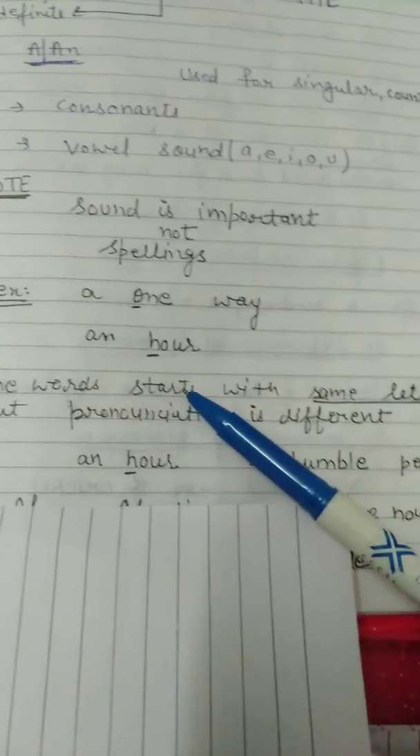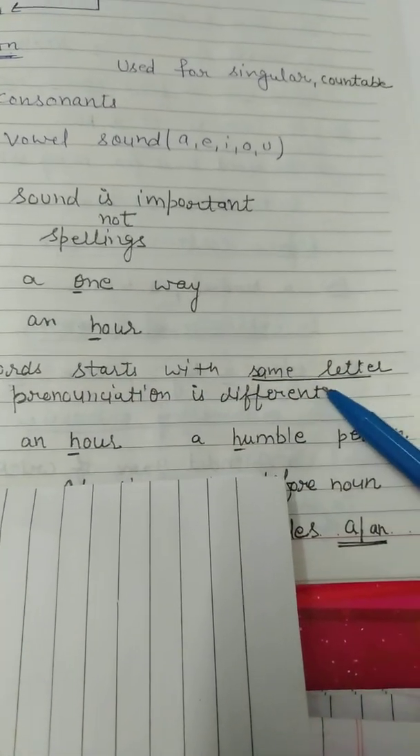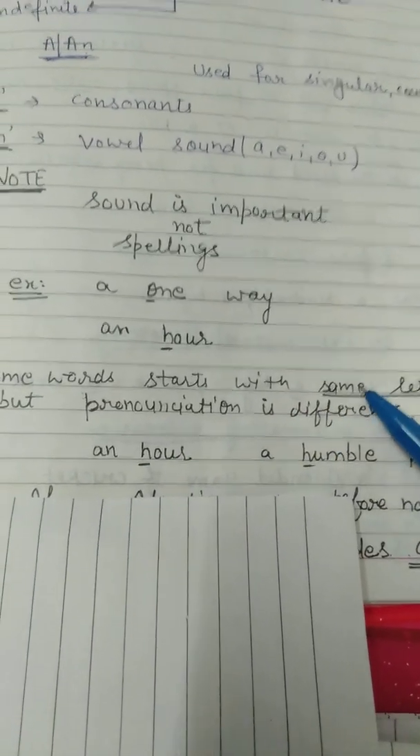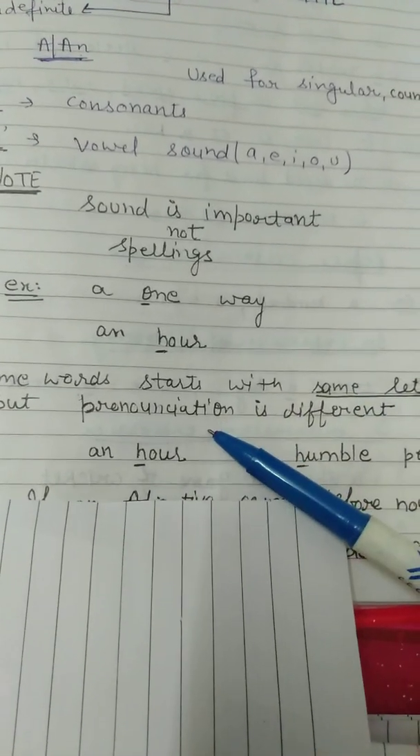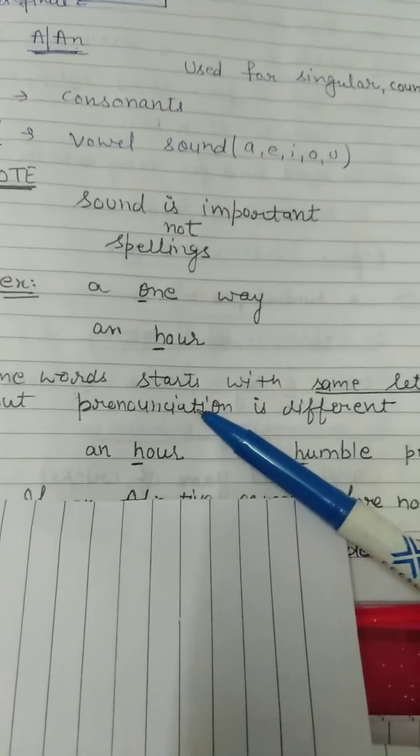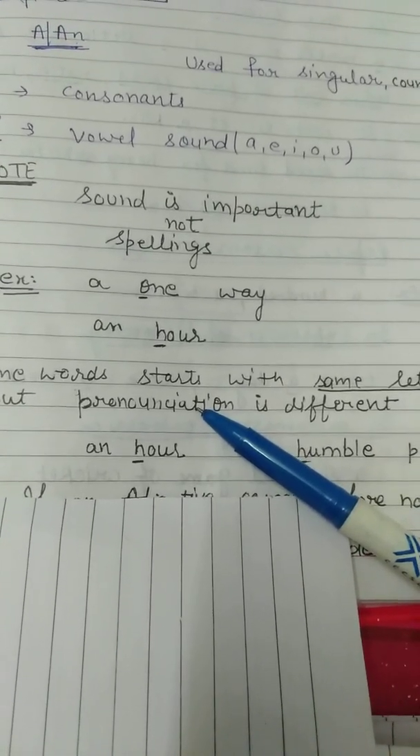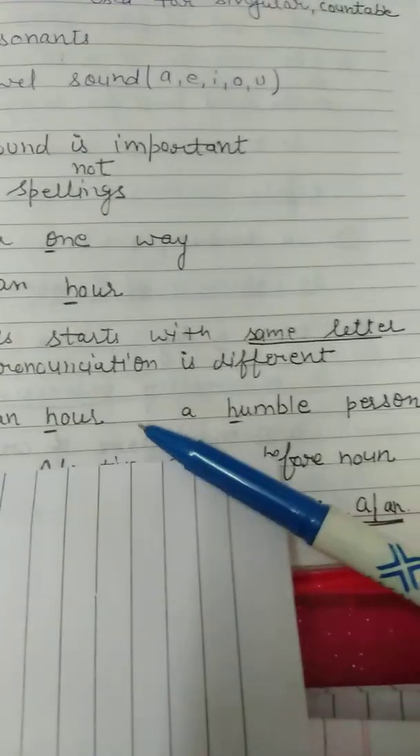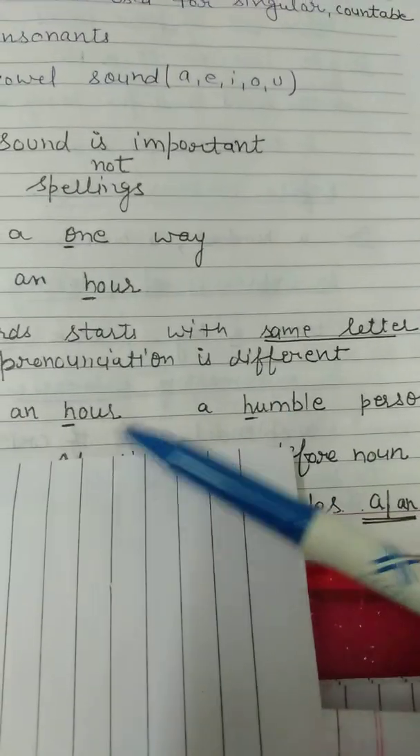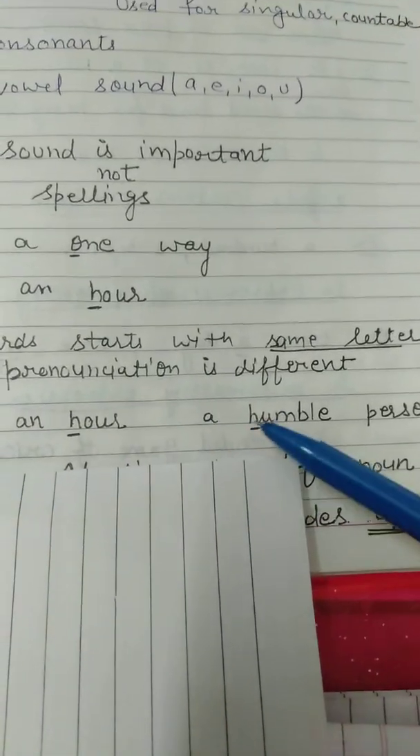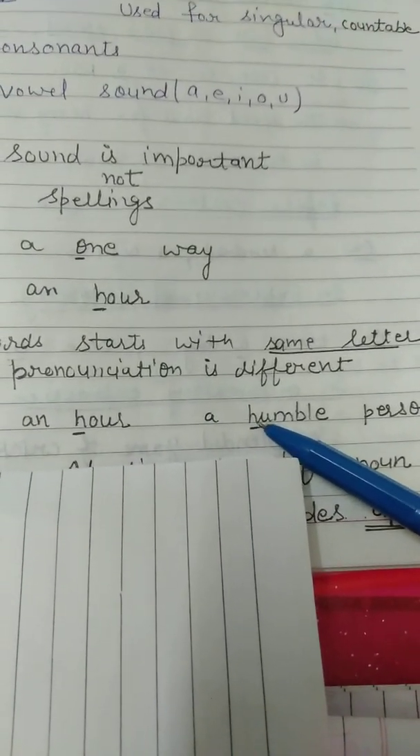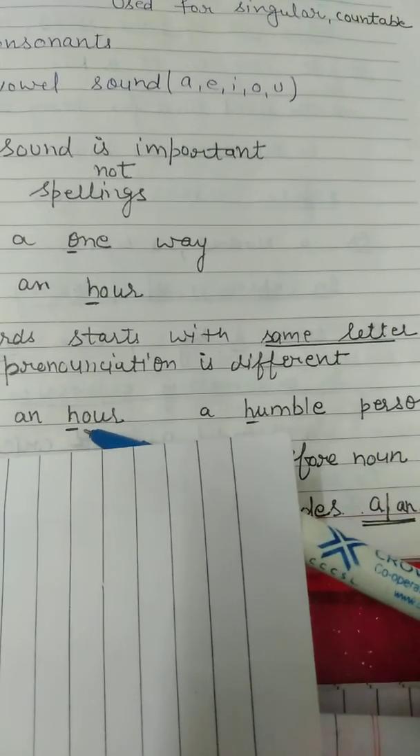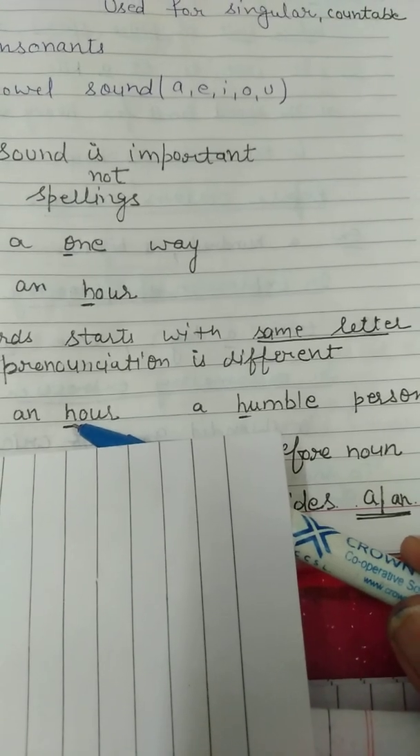Next, some words start with the same letter, but the pronunciation is different. Letters are the same, but the pronunciation is different. So here we have to focus on the sound only, the pronunciation only. See the example: an hour, a humble person. What is the difference? Here also h, here also h. So why are we using an here and a here? The difference is the sound.